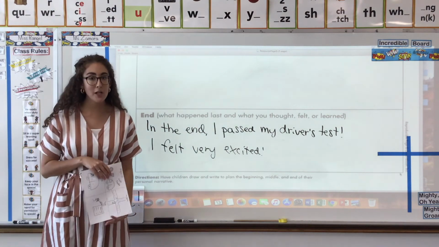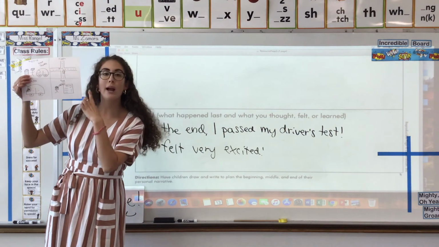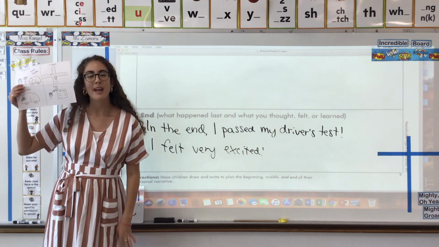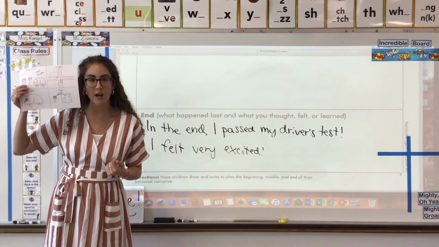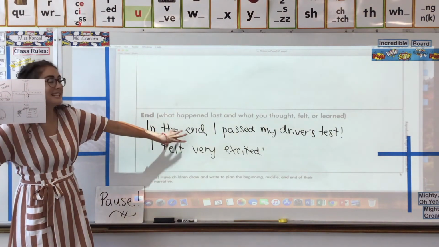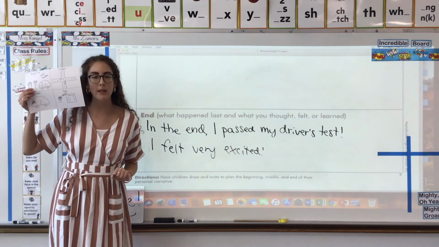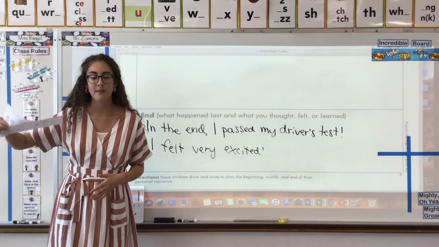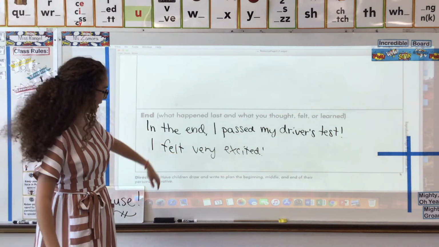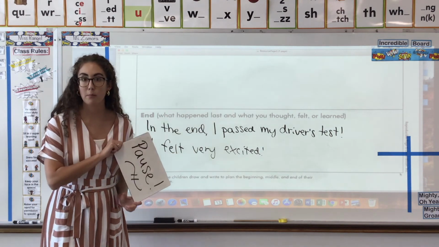So what you are going to do now is the exact same thing. You're going to look at your ending part of your storyboard, and tell the last event that happened and then how it made you feel. Then you're going to write exactly what you said right down in this last part of your outline. Make sure you're writing in complete sentences. Okay, are you ready to finish this outline? Okay, take your time. Here you go. Pause.